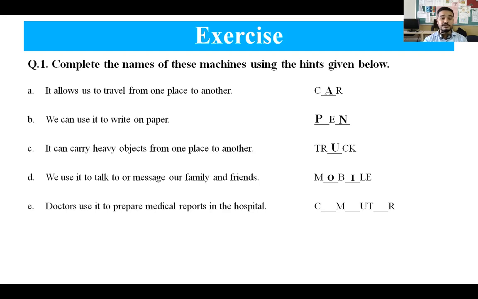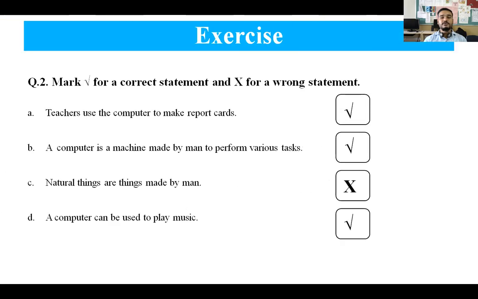Now doctor use it to prepare medical reports in the hospital. What is the thing that doctors use to prepare medical reports? It starts with C and ends with R. So it is COM, com. Then what will come? PUT. Then what will come after T? E will come, and that will become computer. Very good. Now we'll go to our second question.